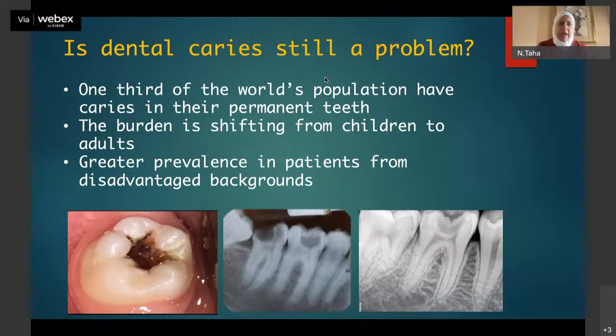Is dental caries still a problem worldwide? The answer is yes, actually. More than 1/3 of the world's population have caries in their permanent teeth, and the burden of the problem is shifting from children to adults.